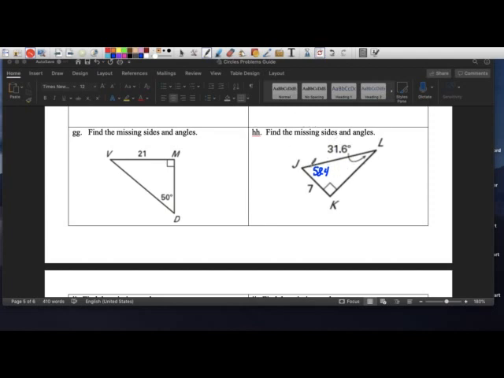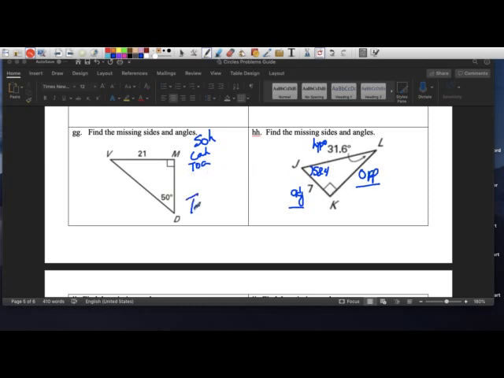So let's use 58.4. This would be the opposite side, this would be the adjacent side, and this would be the hypotenuse. Okay, so let's find the opposite. Let's find something that uses the adjacent and the opposite. The only thing that uses adjacent and opposite is TOA.